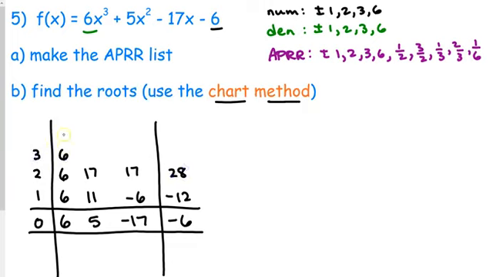Bring up the 6. Getting my calculator ready. 6 times 3 is 18. Plus 5 is 23. 23 times 3 is 69, minus 17 is 52. 52 times 3 minus 6 is 150. Then I'm going to go down and try some negatives.